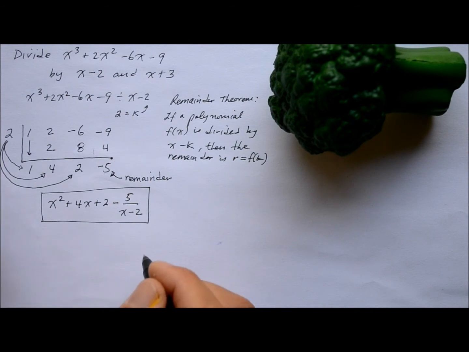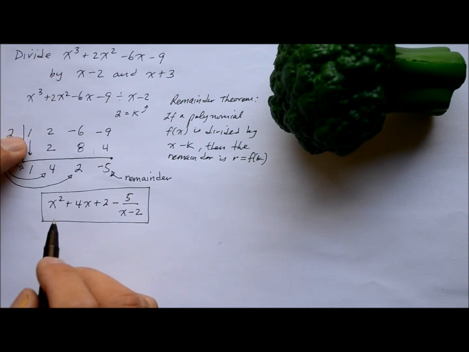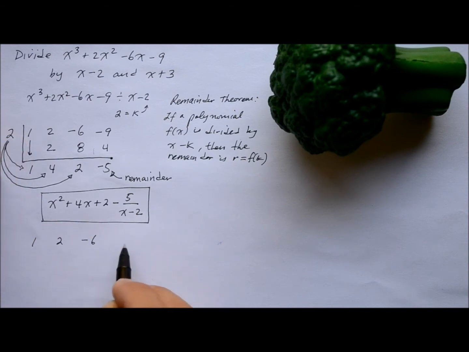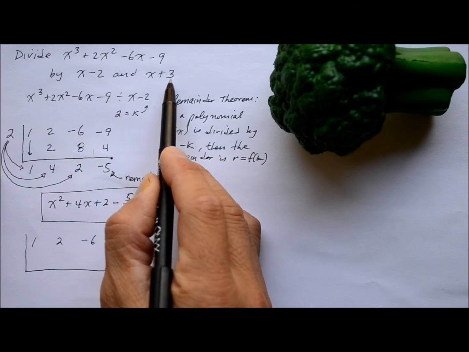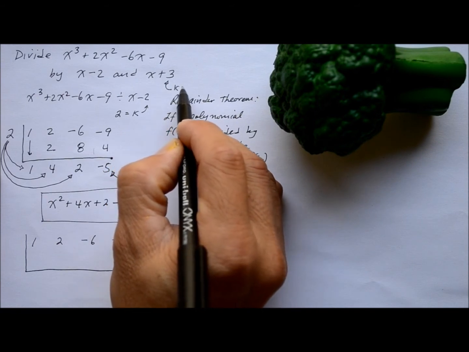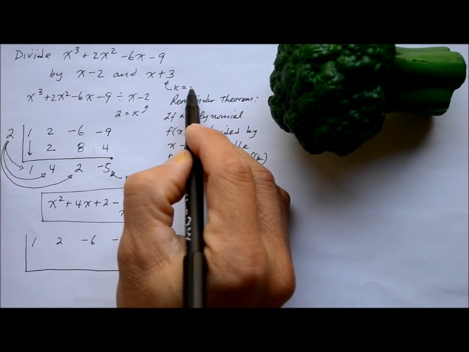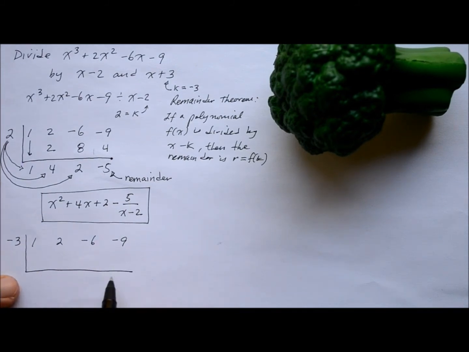Maybe this will make better sense. Let's take that same polynomial and the coefficients again: 1, 2, negative 6, and negative 9. We're going to use synthetic division again, but this time let's divide by x plus 3. Again, we take just the k. The k is 3, but it's the inverse, so minus 3. We use that k to find the quotient.